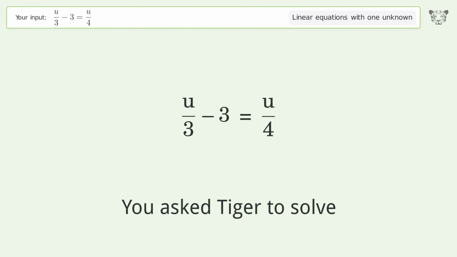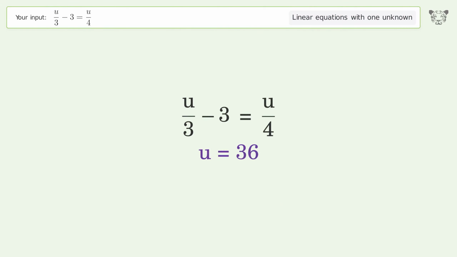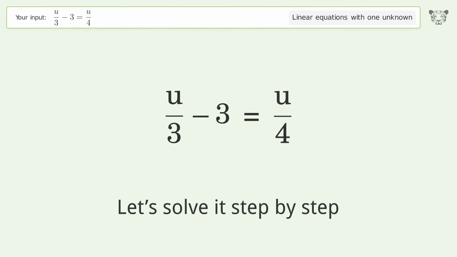You ask Tiger to solve. This deals with linear equations with one unknown. The final result is u equals 36. Let's solve it step by step.